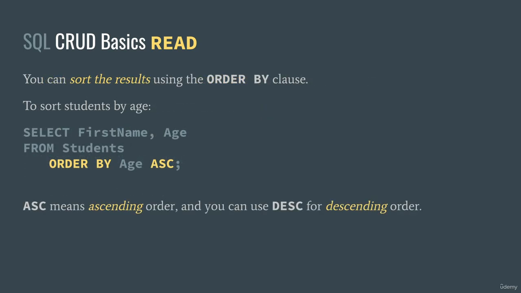You can also sort the results using the order by clause. To sort students by age, we could use something like this query. Here ASC means ascending order. If you want descending order, use DESC.